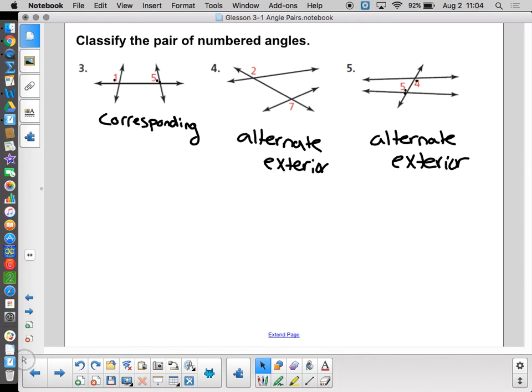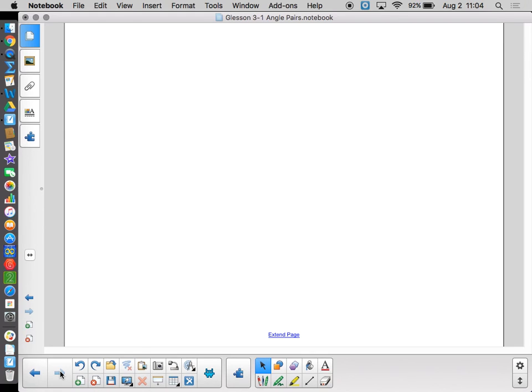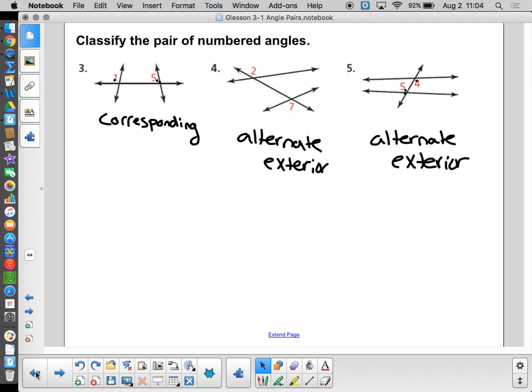So you'll have some work today or tomorrow dealing with naming these angle pairs and identifying them. It is very important that you're able to accurately name and identify angle pairs. That's going to not stop all year long. We'll see you in class.